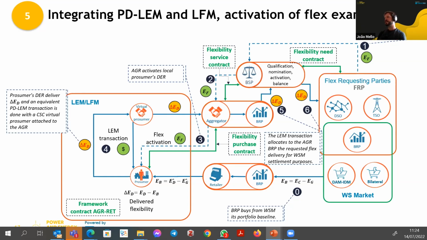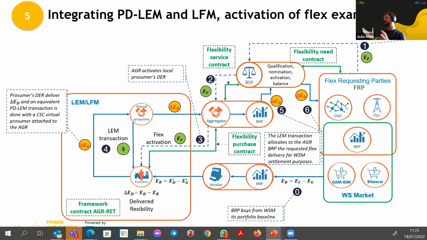So why is this interesting? It is interesting because from the retailer's point of view, since the energy that was delivered was transferred to the virtual prosumer, there is no impact. The retailer is going to deliver the same amount of energy that it was expecting to deliver. And from the aggregator's point of view, since the energy was transferred to its virtual prosumer, the aggregator owns, from now on, this energy that was asked, and therefore it can deliver to the flex requesting parties on the wholesale market. So it owns the energy and can deliver on the wholesale market.